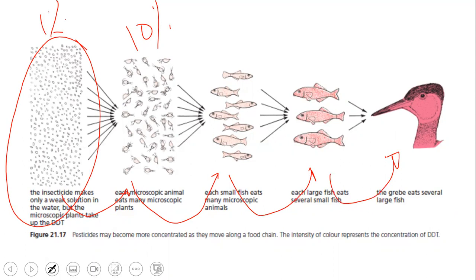Why? Because at each trophic level, one goat is going to eat a huge number of plants. One lion is not going to eat one goat. One lion is going to eat multiple goats. So whatever the concentration of DDT inside the goats, it will add up. The total concentration of DDT inside the lion will be much more. So between each level, the amount of pesticide keeps on increasing.